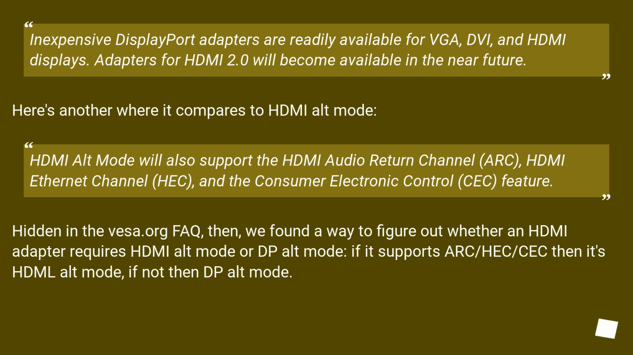Here's another where it compares to HDMI alt mode. HDMI alt mode will also support the HDMI audio return channel, ARC, HDMI Ethernet channel, HEC, and the Consumer Electronics Control, CEC, feature. Hidden in the vesa.org FAQ, then, we found a way to figure out whether an HDMI adapter requires HDMI alt mode or DP alt mode. If it supports ARC/HEC/CEC, then it's HDMI alt mode, if not then DP alt mode.